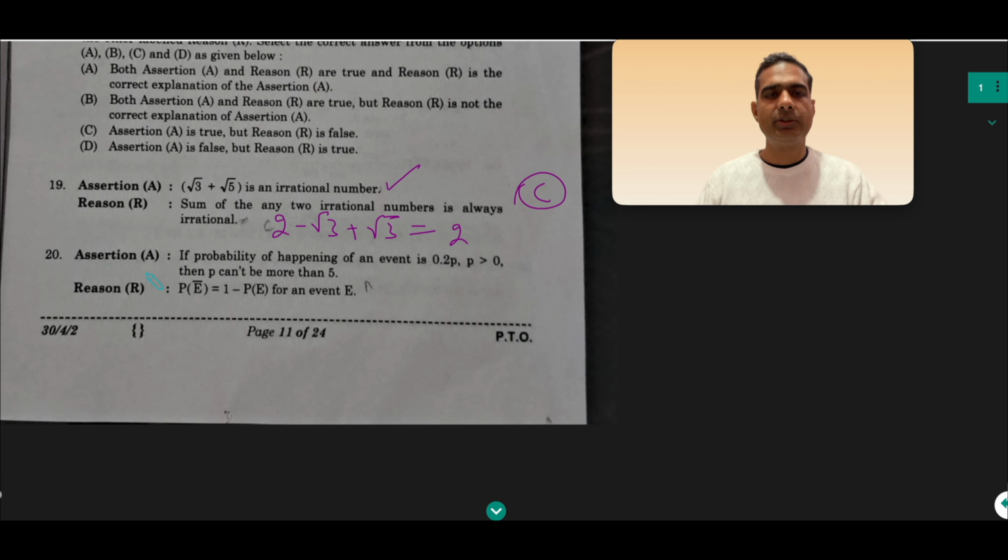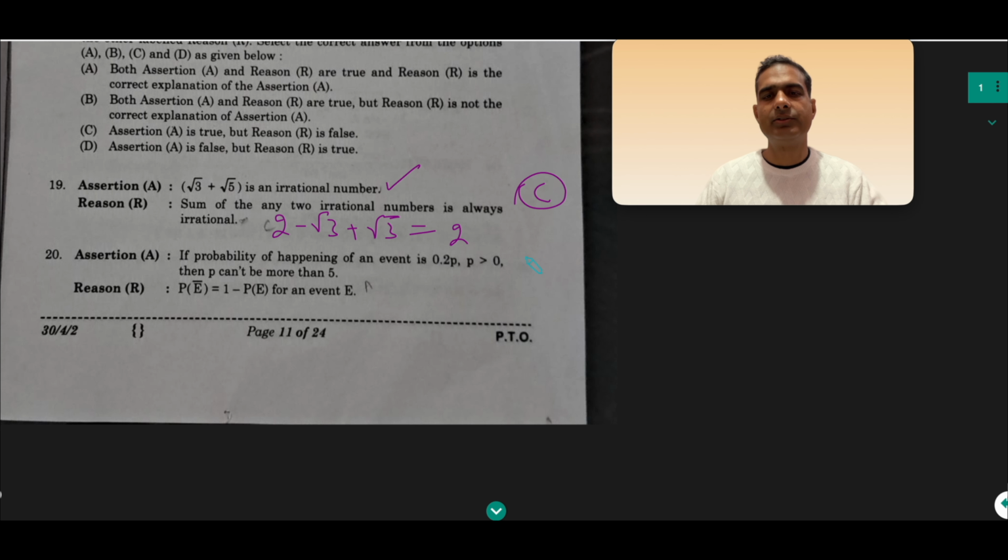Moving to the question number 20. If the probability of happening of an event is 0.2p and p is greater than 0, then p cannot be more than 5. So we know the maximum value of any probability is 1 in the case when the event is certain. So if 0.2p is 1, then p can be 5 and it cannot be greater than 5.